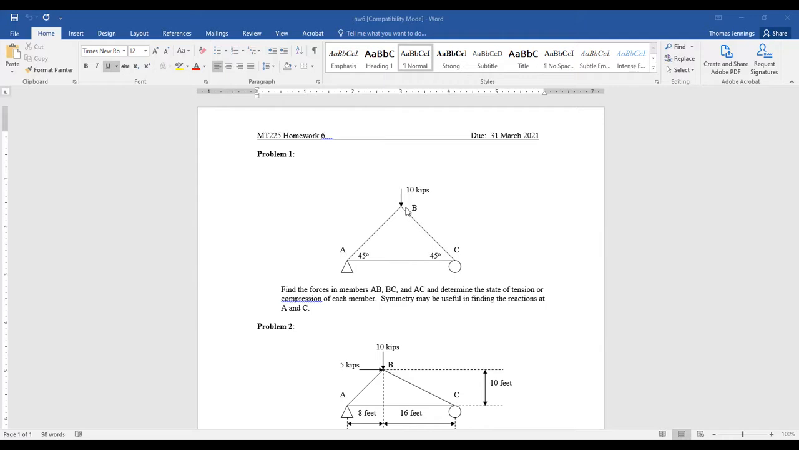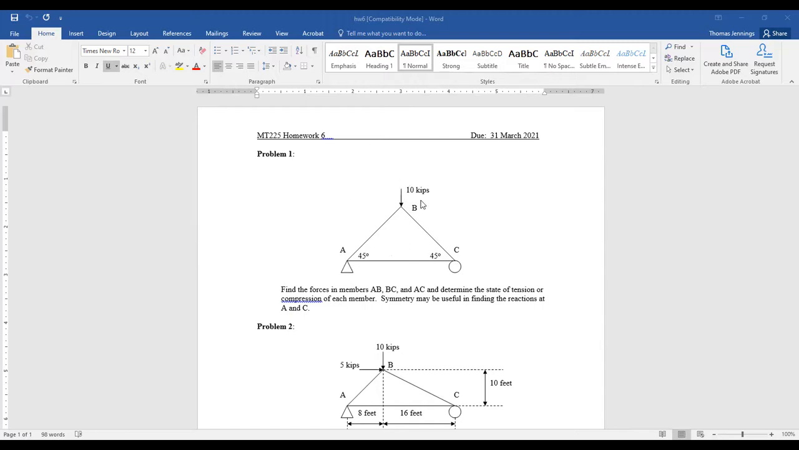Not in a homework assignment anyway. So if we've got symmetry here, we can say something about how this 10 kip load, which is right at the middle, is distributed. You can make a pretty logical argument to say, well, how hard should A be pushing up and how hard should C be pushing up if we've got 10 kips?